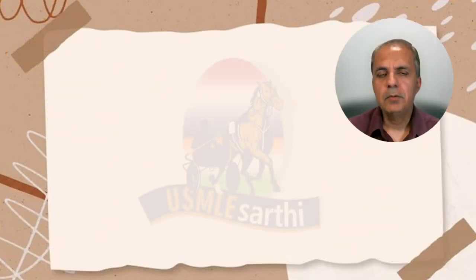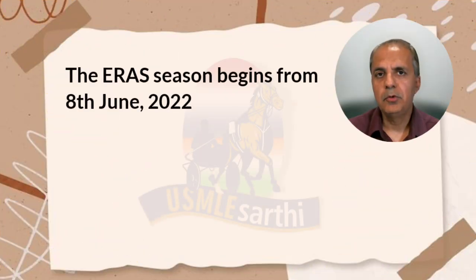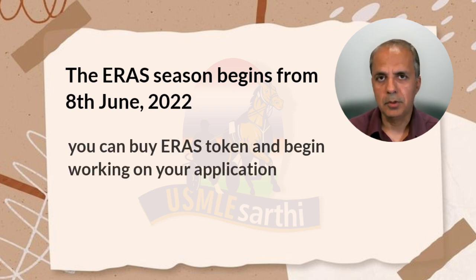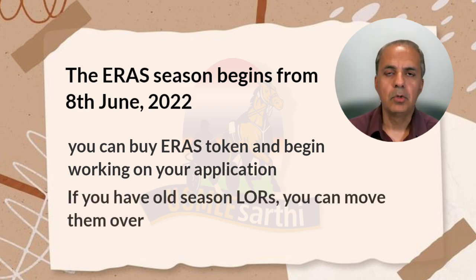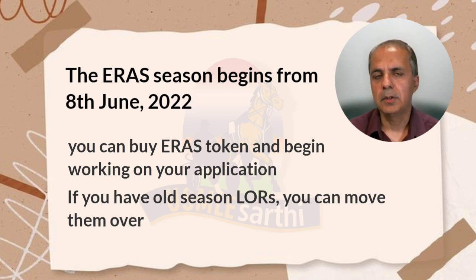First, the ERAS season begins June 8th, 2022. What that means is you can buy the ERAS token on this date or around this date. And what are the implications? If you have older LORs from previous seasons, you can just roll them over to this season once you have purchased the ERAS token and created the new season's account.